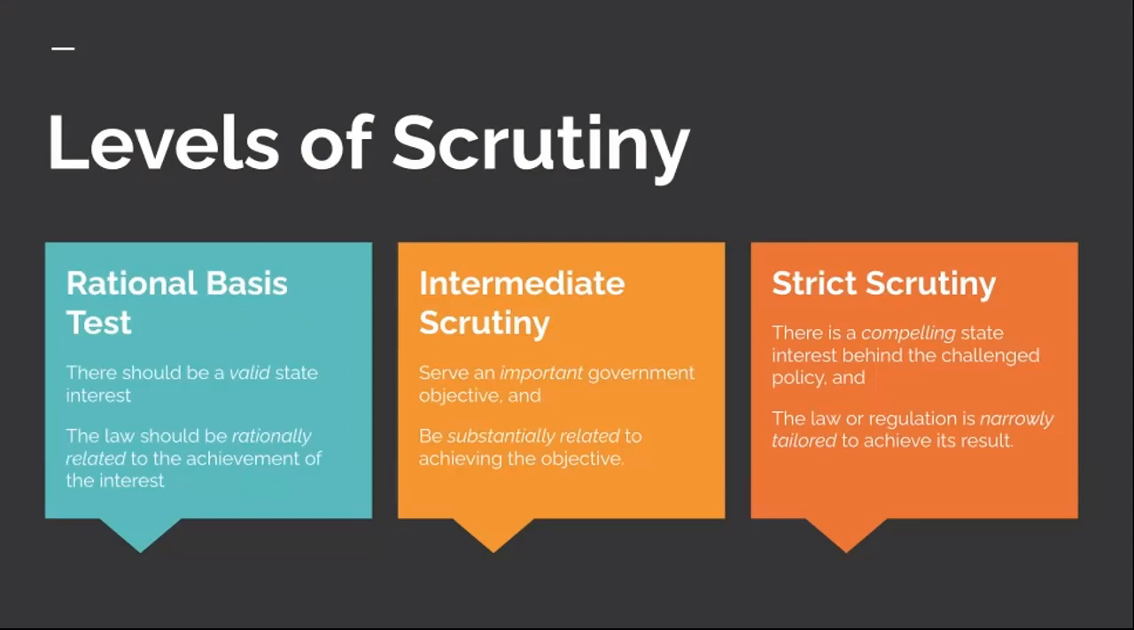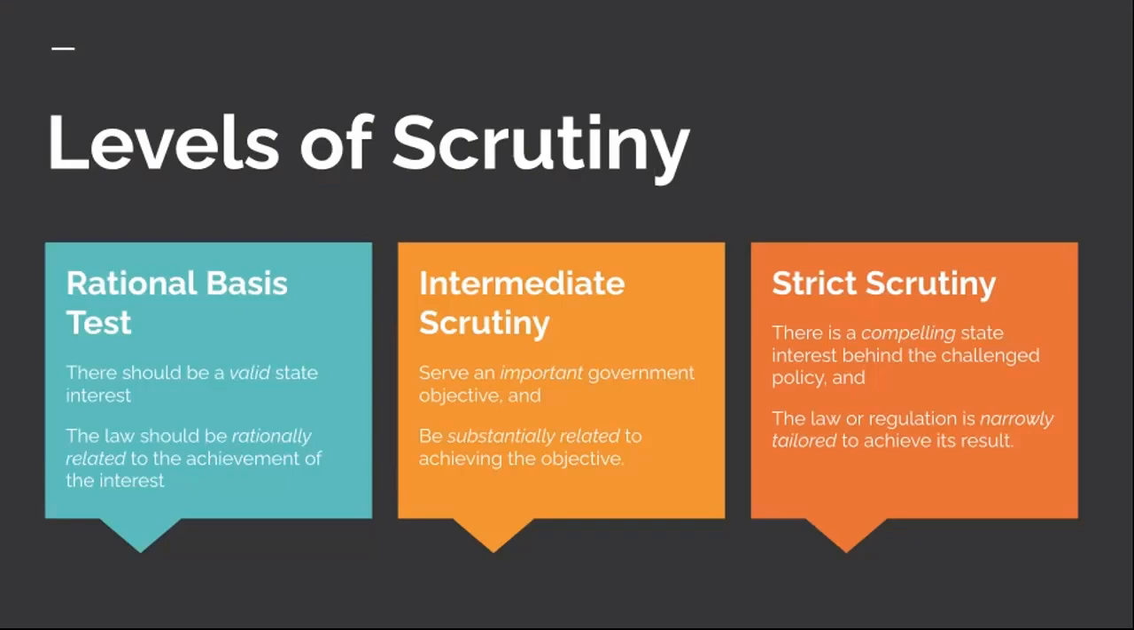Under the rational basis test, there should just be a valid state interest. Like, it doesn't need to be important. It's just, yeah, I guess it's fine for the state to want this. I guess this is a public purpose. So it just needs to be valid. That's one. And the second one is that the law, the limitation of the right, should just be rationally related to the achievement of the interest. It doesn't need to be like, yeah, we're going to get the interest that we want by having this law. It just needs to be kind of related to it.